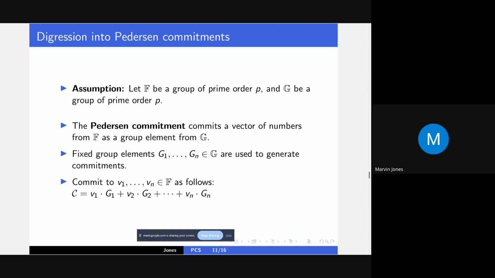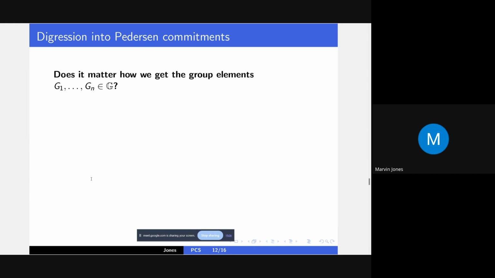So to do this, we need a list of group elements. These are fixed. These will be used anytime I want to generate a commitment. So if I want to commit to these numbers, I will just take V1 times G1 and just add it to V2 and so on. I just do this, and that's a fairly nice compression, just using additive groups. So that's nice. But the next question that you might have is, well, do G1 through Gn, do those elements matter how we get them? Yeah, they really do.